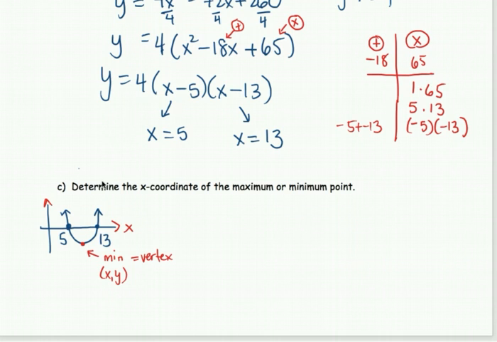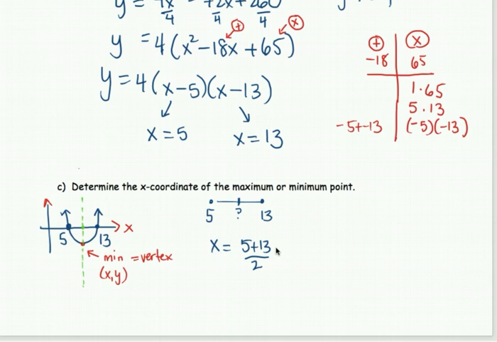You have been studying since the beginning of the year that there is a line that goes through it called the axis of symmetry. It cuts it right in half. So whatever the x value is here, that's what the x value of the vertex is. So we need to figure out what is halfway between 5 and 13. Halfway here, that's what we have to figure out. To find halfway, it's like averaging: we add the two numbers and divide by 2. That's how you find the midpoint.